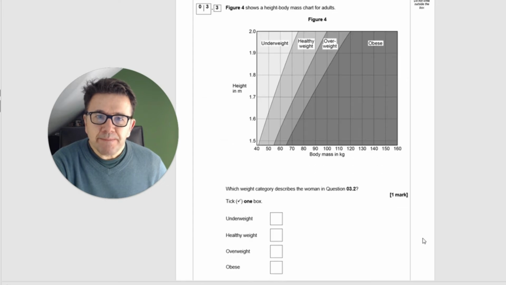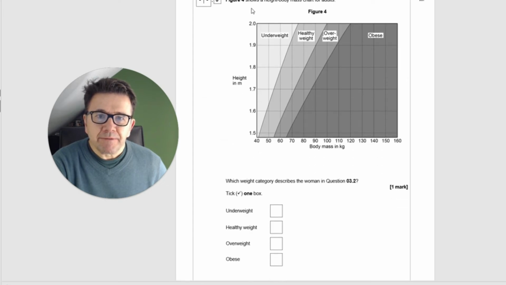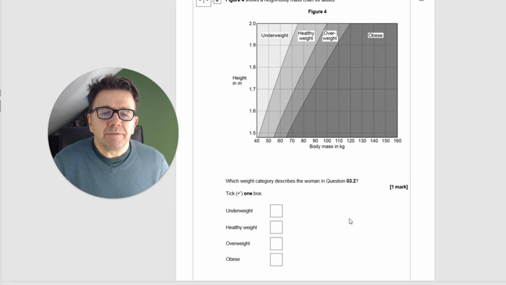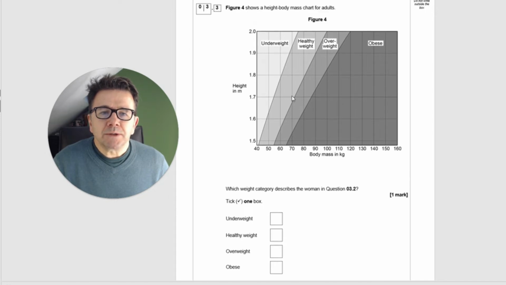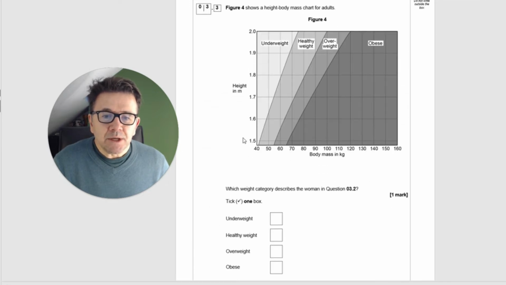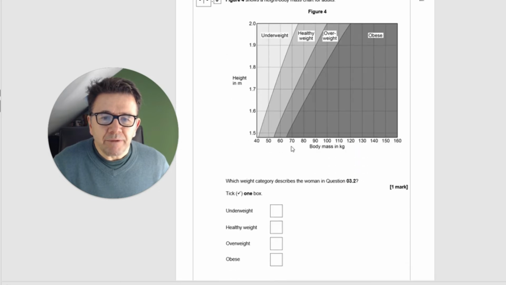Right, 3.3. Okay, they give you some information on a graph. It shows a height body mass chart for adults, sorry. And it says, which weight categories describe the woman in question 3.2? So question 3.2, height is 1.59. The body mass is 68.1. So we need to look at 68.1, and the height we know is 1.59. So here we go. So approximately there, 1.59. So they are overweight.